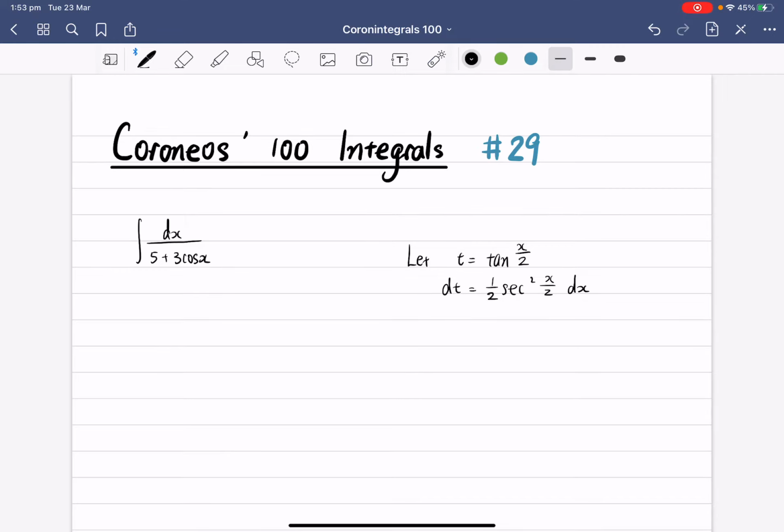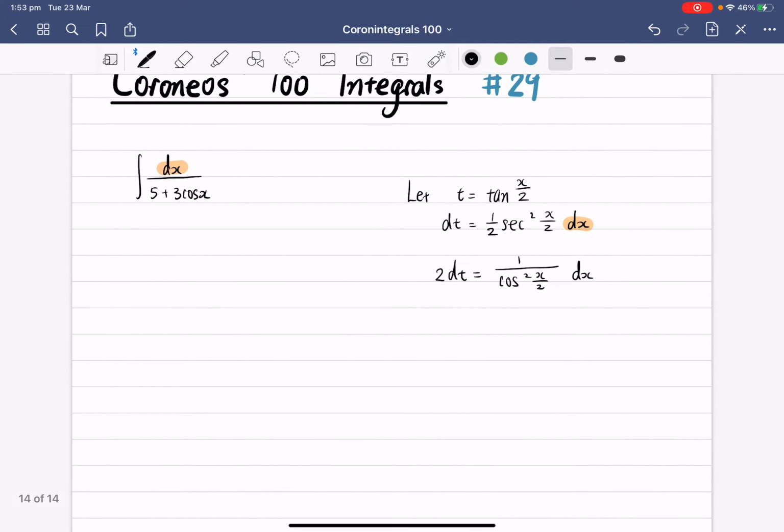Now remember, if you pay attention to this dx here, I've got dx there. So basically what you want is to make dx the subject. So you want to change all of these back into the left-hand side. So dx is the subject. So I want to times everything by 2. So that gives you 2 dt is equal to 1 over cosine square x on 2 dx, because sec square is equal to 1 over cosine square x on 2.